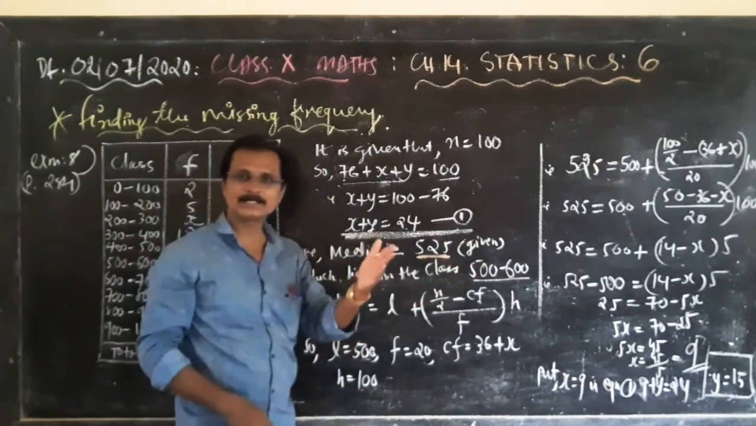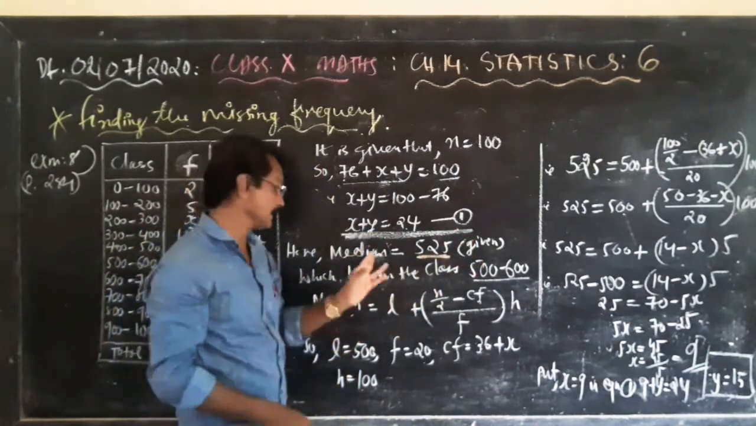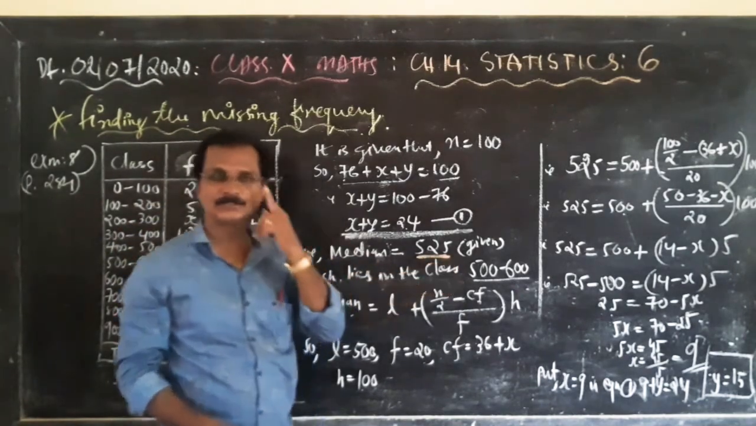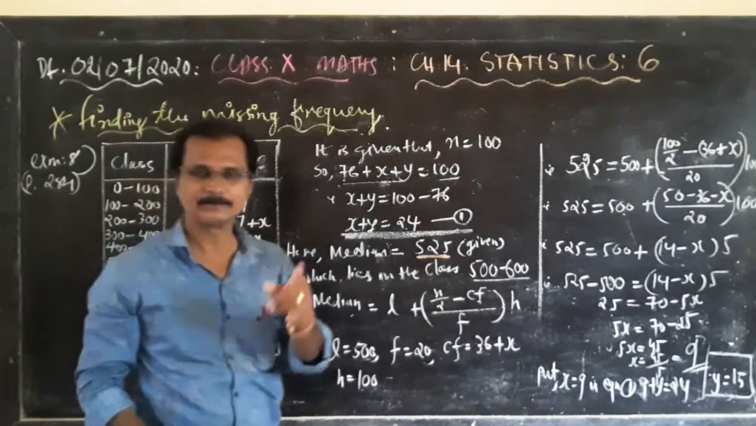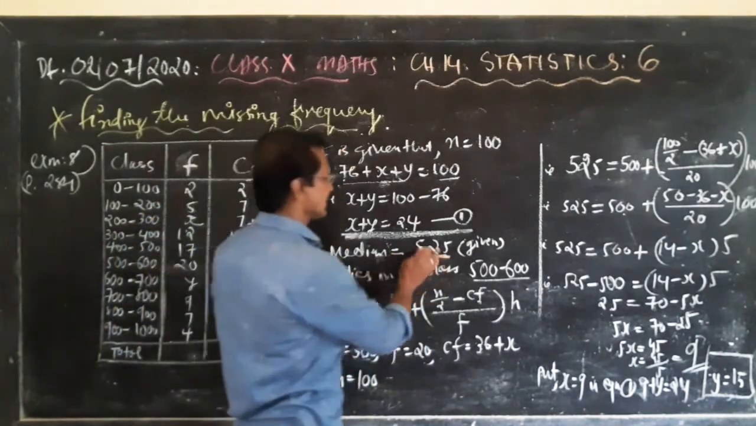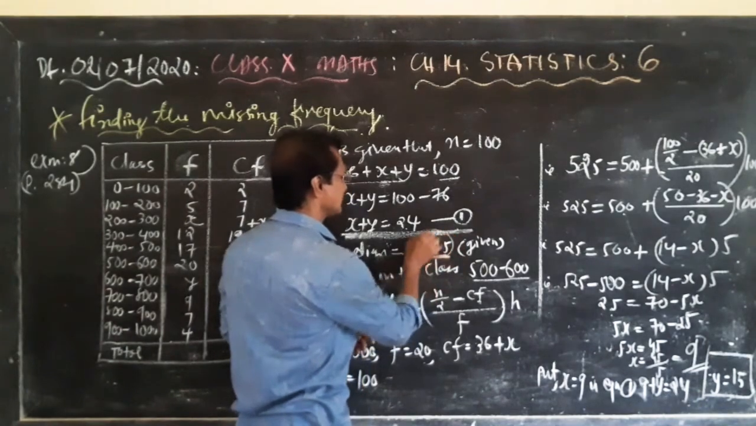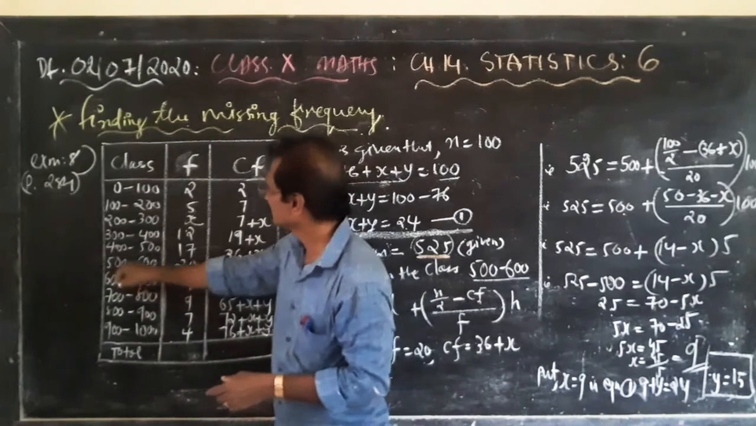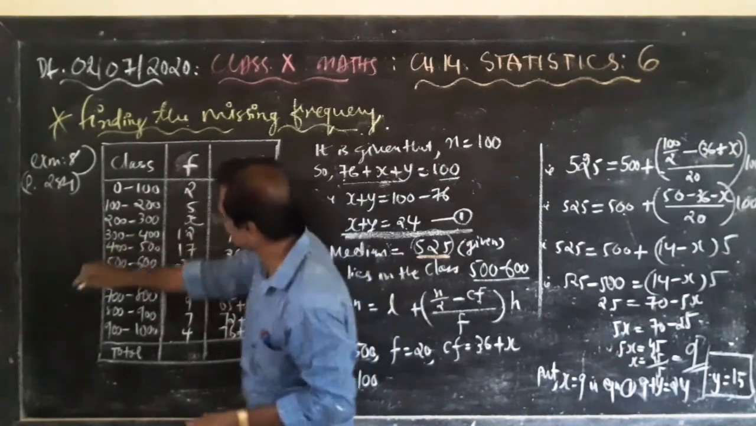Now look at another clue. What is the other clue? The median. Here the median is also given: 525. Median is given as 525. So now look here. This median 525 lies in 500 to 600. It lies in this class. This is our median class.